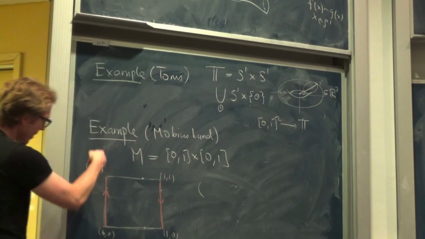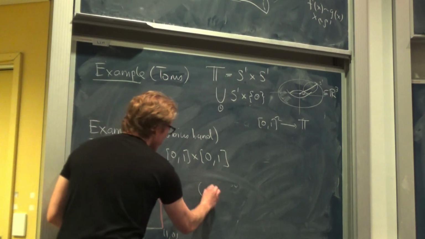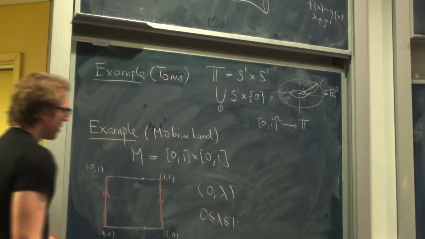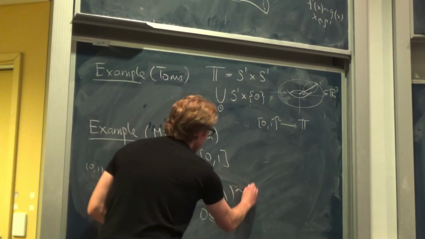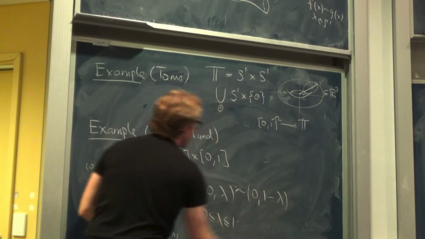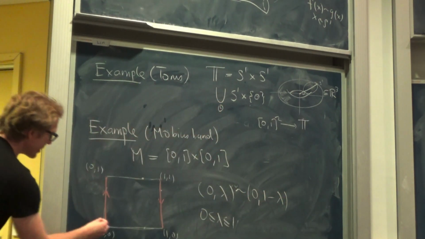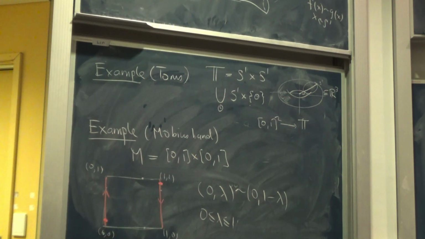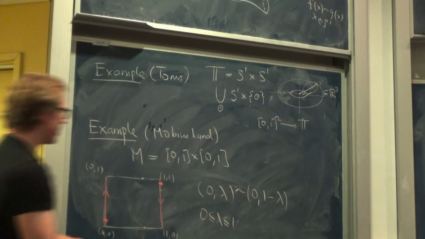And what I do is I take the left-hand boundary, let's say (0, lambda). So this is for all lambda between 0 and 1. And I identify it with (1, 1 minus lambda). All right, so a point down here is identified with a point. Oh, thank you. Yes.